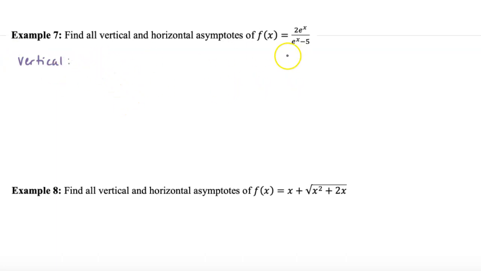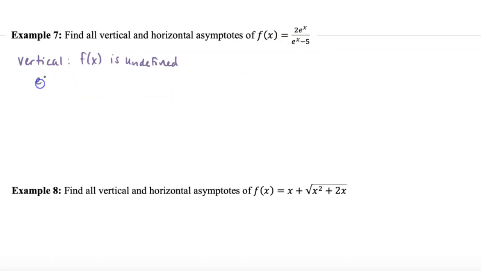For a vertical asymptote, I need to make this function undefined. Vertical asymptotes occur where this function is undefined. And I'm looking for things like a negative in a square root, a 0 in a denominator, or a negative or 0 inside of a logarithm. Now I don't have a square root or logarithm, but I do have a denominator, so let's see if there are any x values that will make this denominator equal to 0.